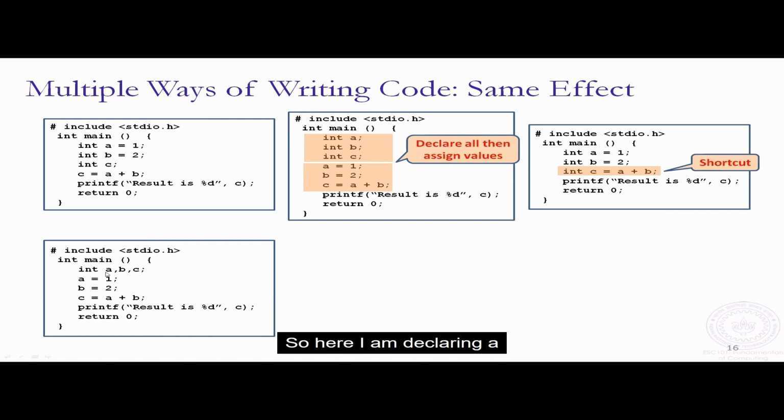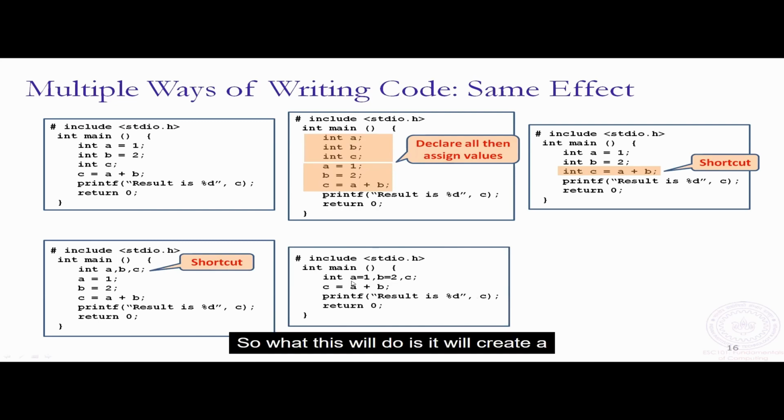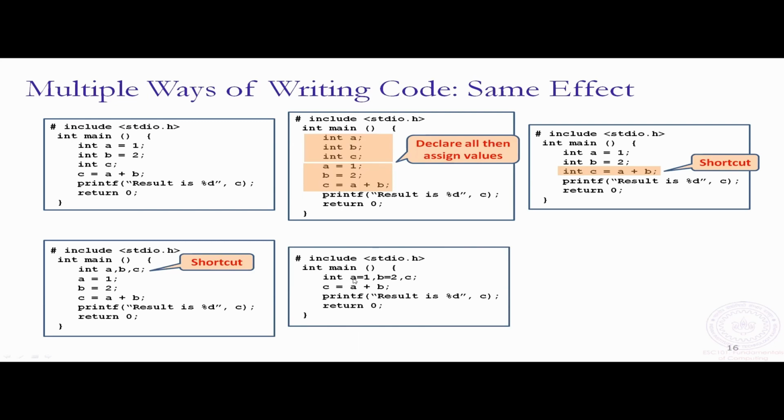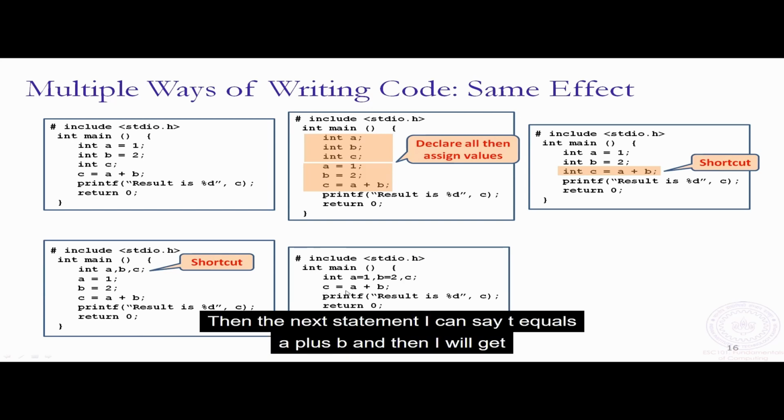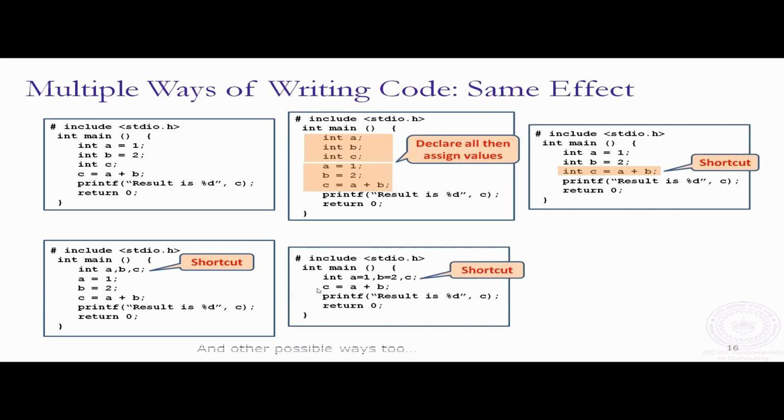So here I am declaring a, b, and c all together. So I'm saying make 3 boxes, all of them of type int, and call them a, b, and c. This is allowed by C. I can also say int a equals 1, b equals 2, and c. So what this will do is create a box a and store 1 in it. It'll create a box b, store 2 in it, and create a box c and not store anything in it yet. Then in the next statement, I can say c equals a plus b. And then I will get an assignment for the c box as well.